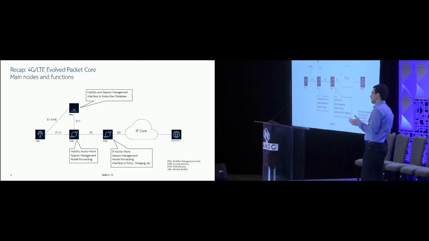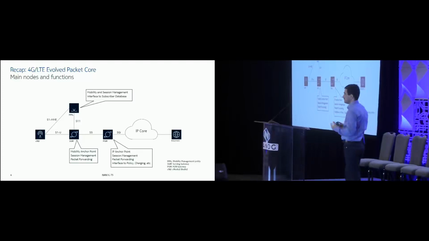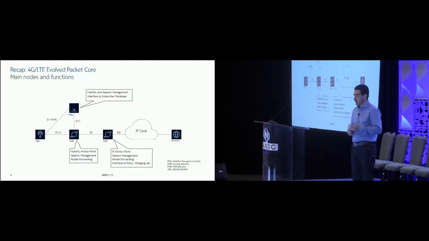Then that eNodeB is connected to two main elements. One is called the MME, the Mobility Management Entity. The Mobility Management Entity is the one that does the authentication, so it works with the subscriber database. It does all the mobility management, meaning that whenever you move between cells, it's the element that controls that mobility. And it also does a lot of session management.